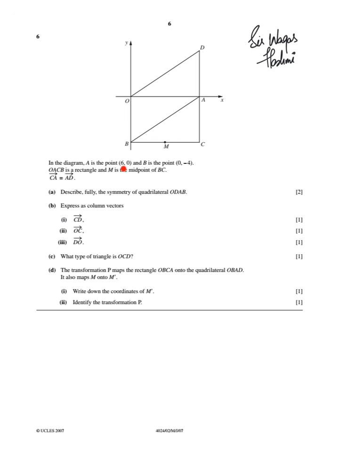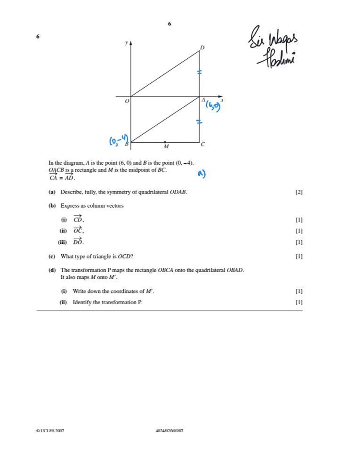It's question number 6. In the diagram, A is the point 6, 0. So I will highlight the point here. A is the point 6, 0. B is the point 0, -4. OACB is a rectangle and M is the midpoint of BC, right? CA and AD are equal. Describe fully the symmetry of quadrilateral ODAB.